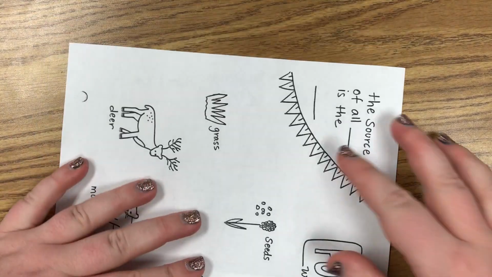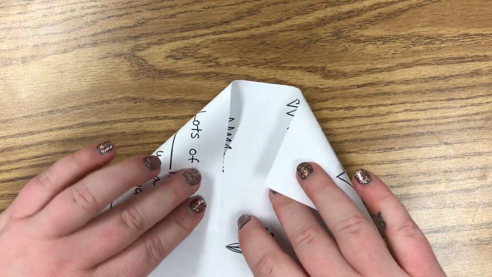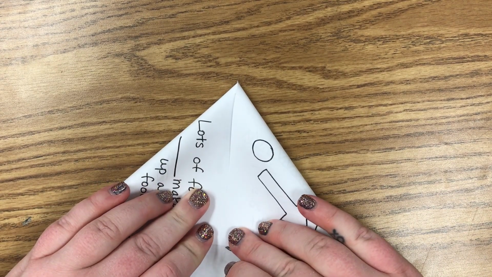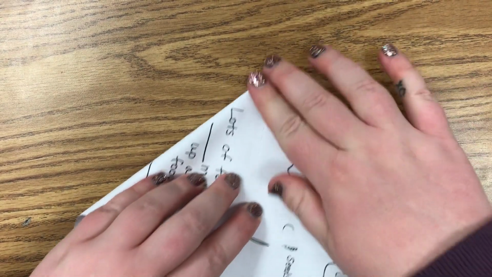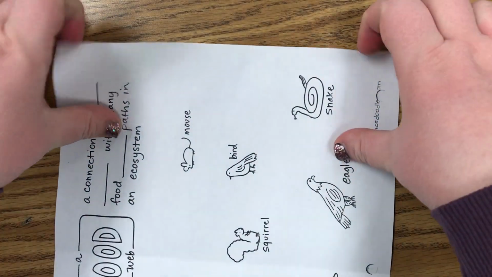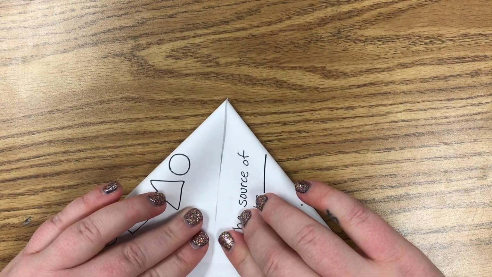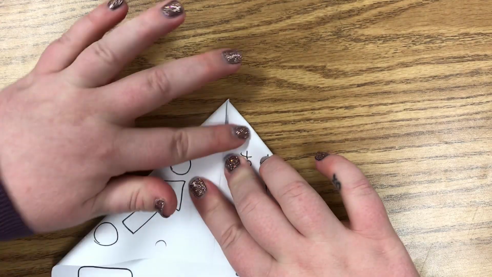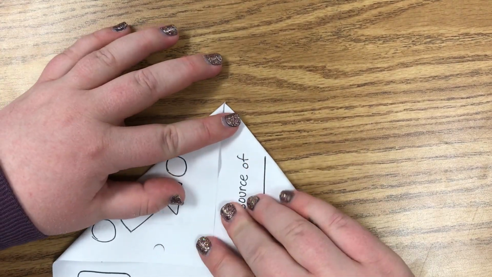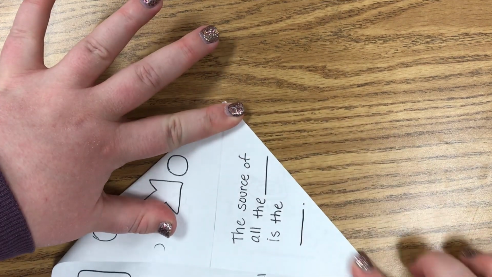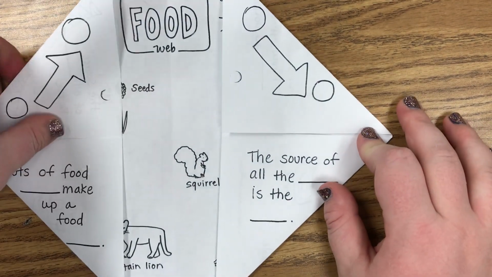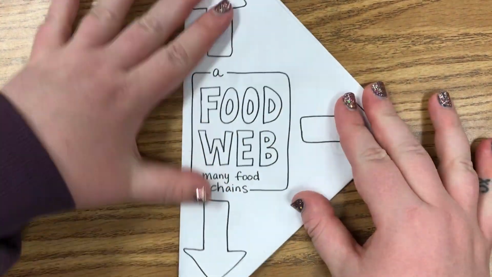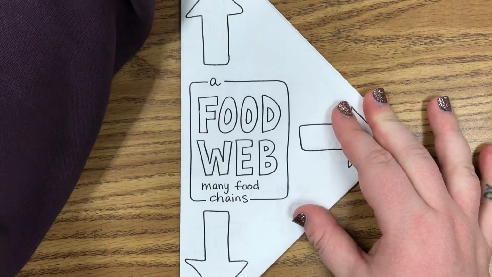Then I'm going to turn it this direction. I'm just going to bring these two corners down until they line up, and crease it there. And then turn it and do the same thing here. So there's that, and then we'll do this. So this is the front of it.